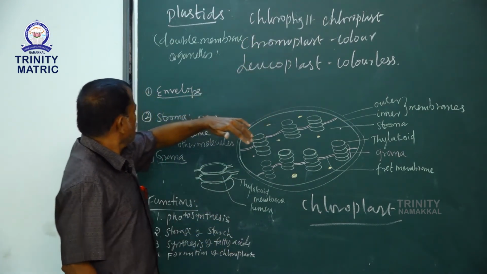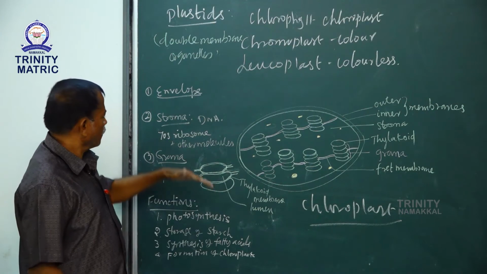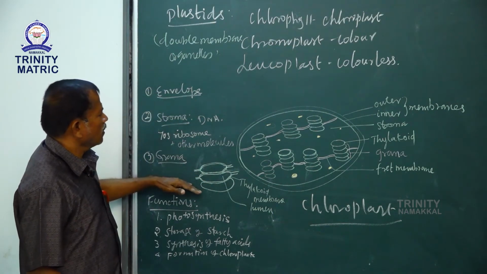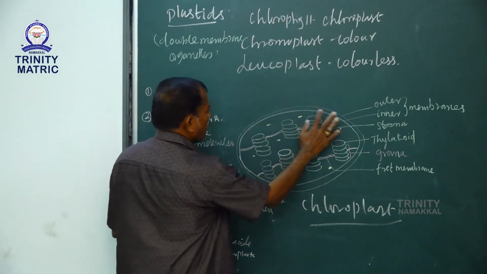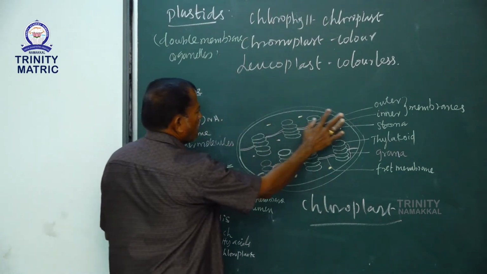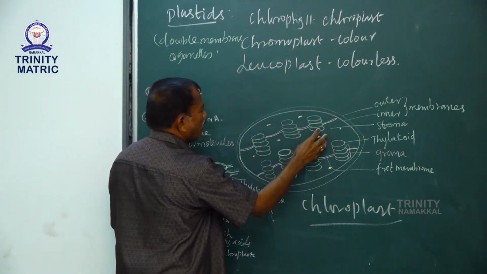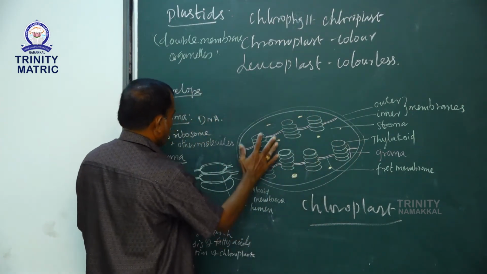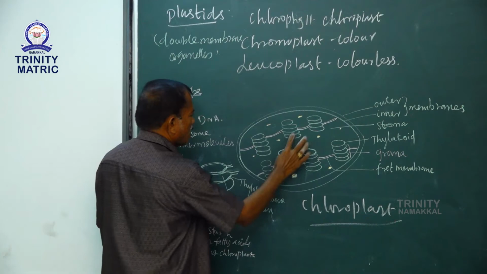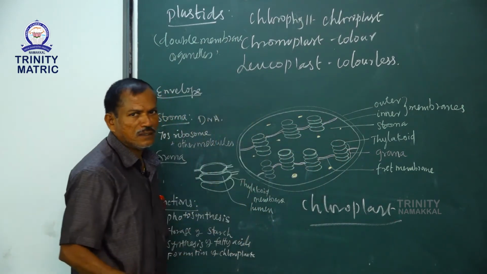First one, chloroplast. So chloroplast contains 3 parts. Envelope means an outer covering. And stroma, inner to the covering, is called the stroma region. And then this region is called the grana.